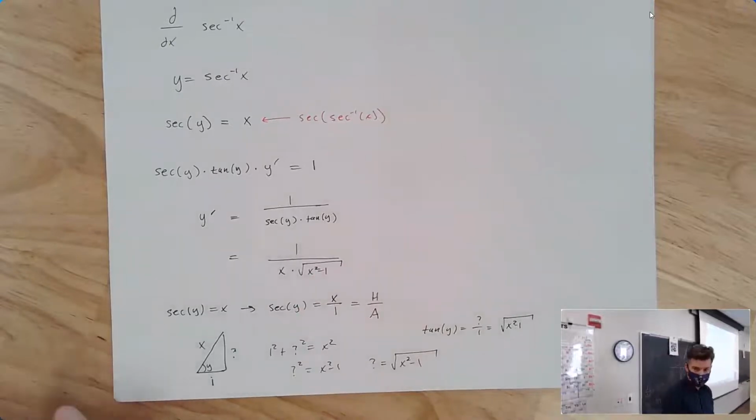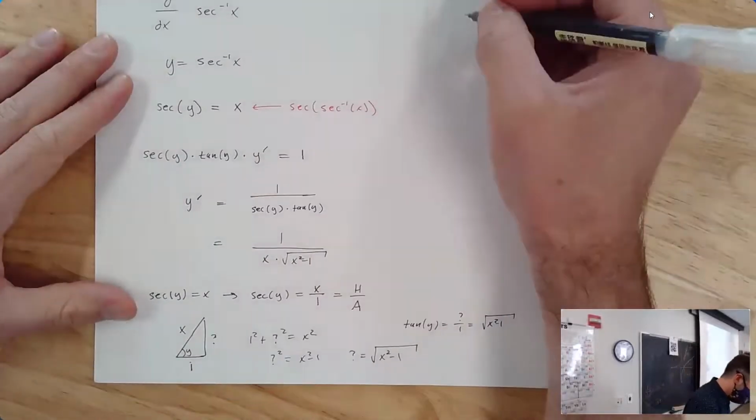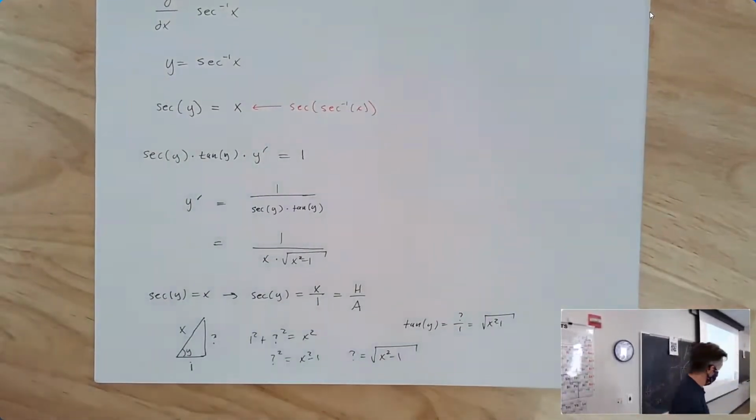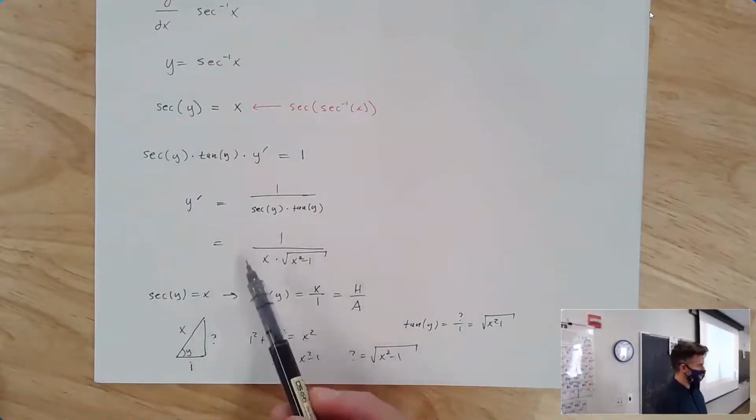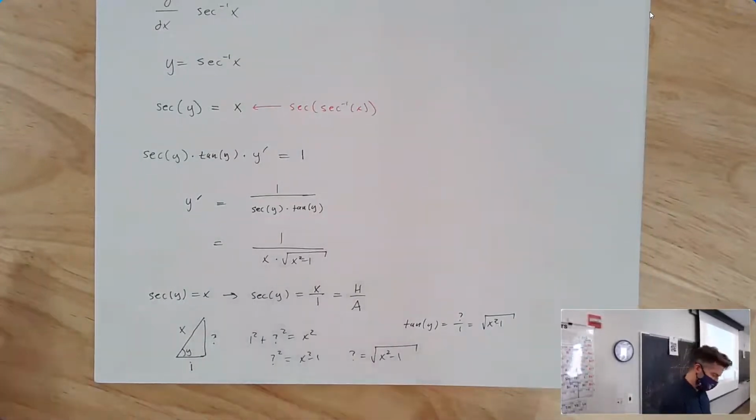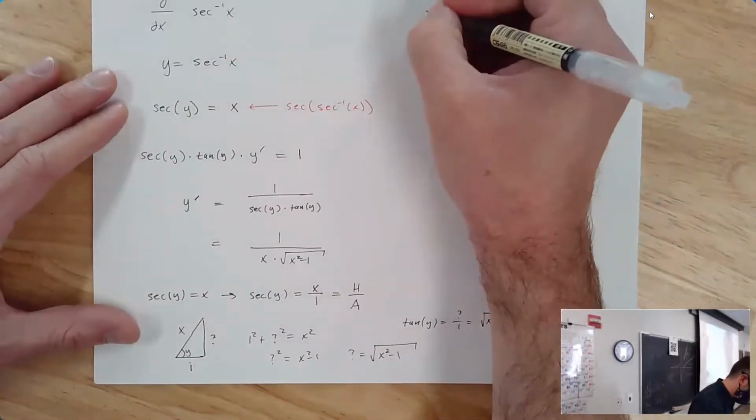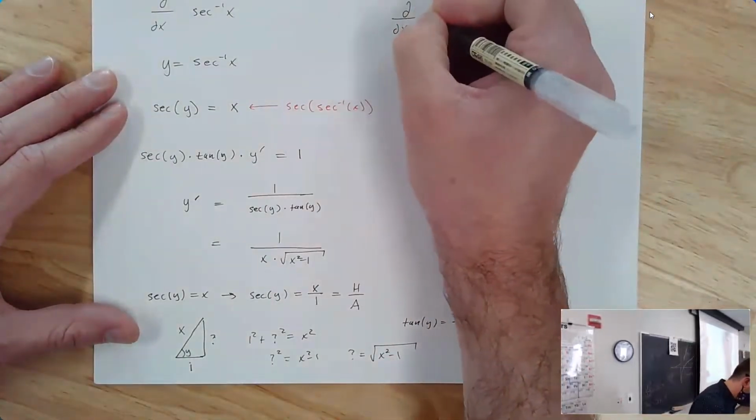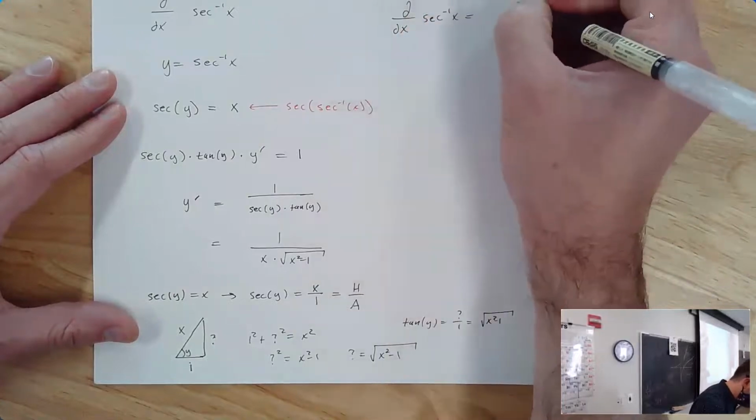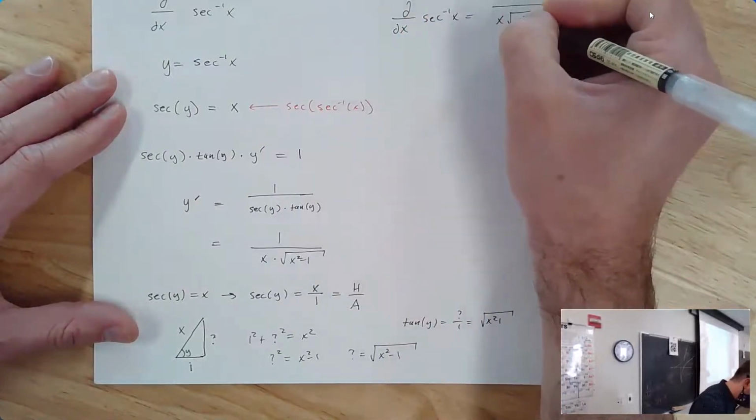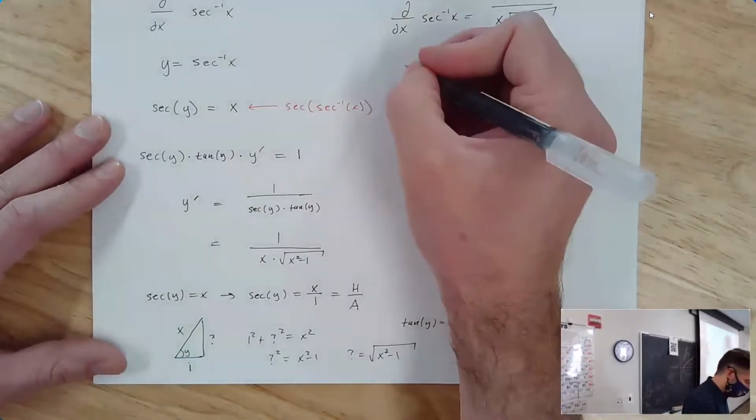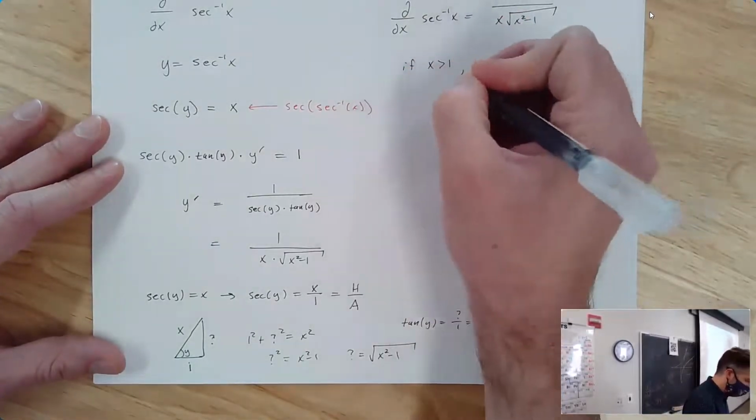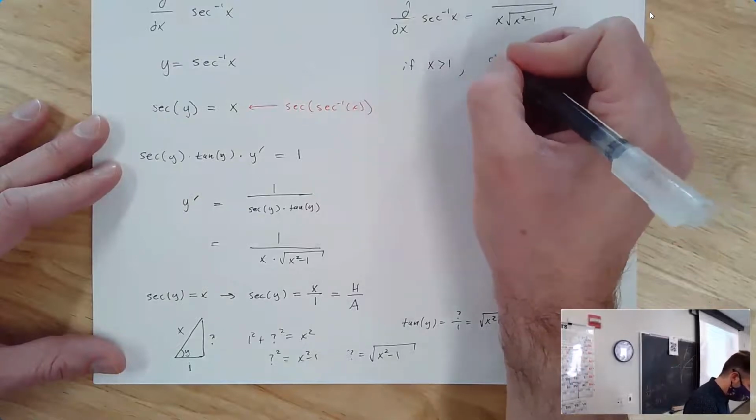All right, so depending on how you define inverse secant, you may or may not need an absolute value. Let me show you what I mean. First I want to point out, if x is larger than 1, let me actually write something. If I write the derivative of inverse secant of x equal to 1 over x times the square root of x squared minus 1, I just want to point out that if x is bigger than 1, is my derivative positive or negative?